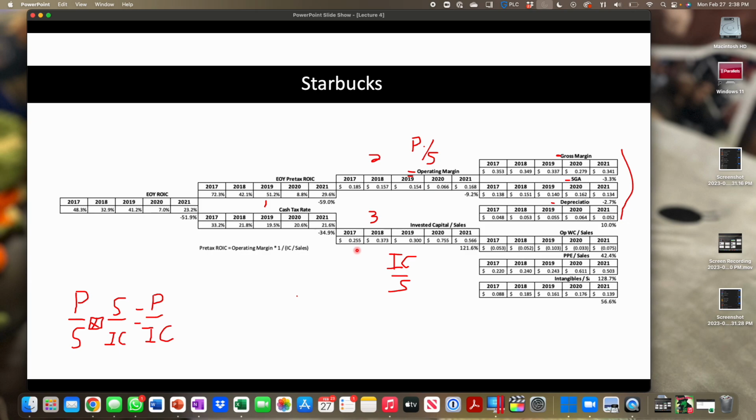Property, plant, equipment. This is the stores and the stuff inside them. 2017, 22 cents per dollar. 2021, 50 cents per dollar. Is that better or worse, financially? Worse. They're spending 28 cents more per dollar to sell the same coffee. A lot less productivity on the stores and the people inside.